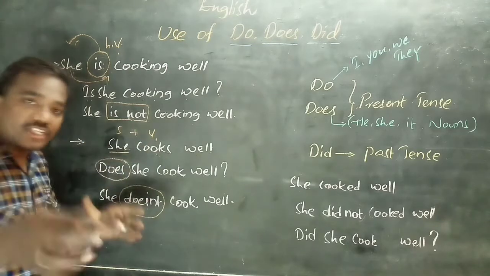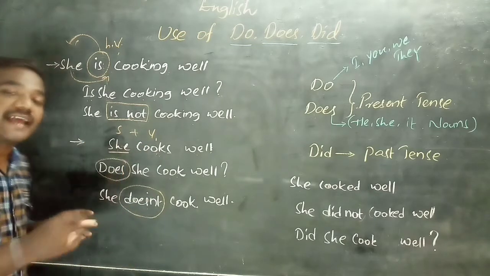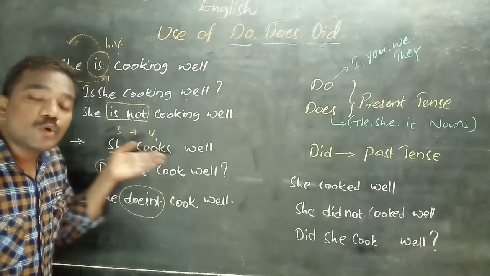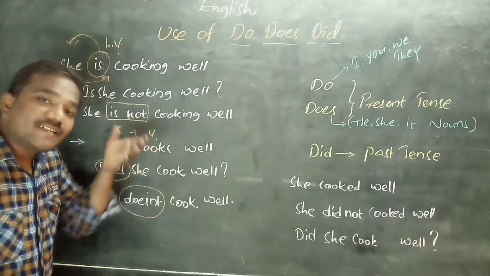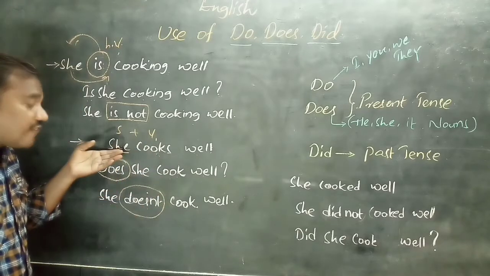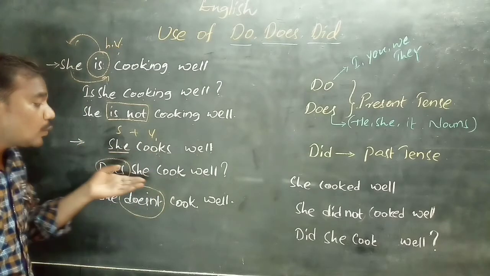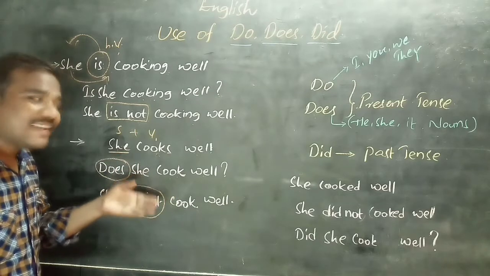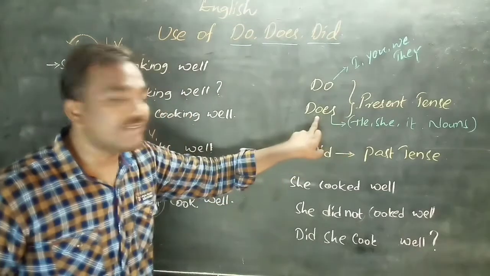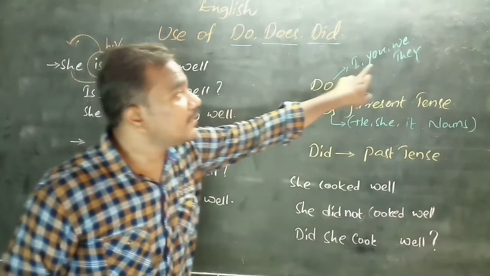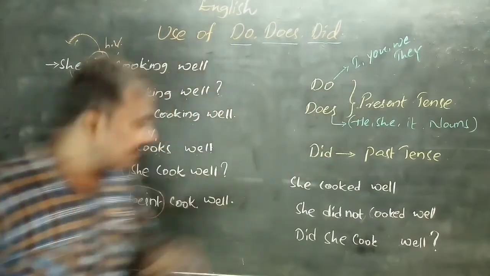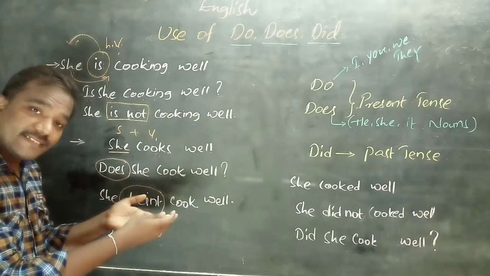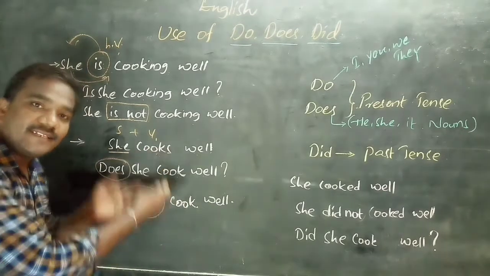See, I can also change the subject. Instead of she, I can use I. I could use I cook well, you cook well, we cook well. At that particular time, if I use I here, do I cook well? Do we cook well? Because in the case of he, she, I will use does, but I cook well, you cook well, we cook well, they cook well. For example, they cook well. Do they cook well? They do not cook well. Like that I will get.